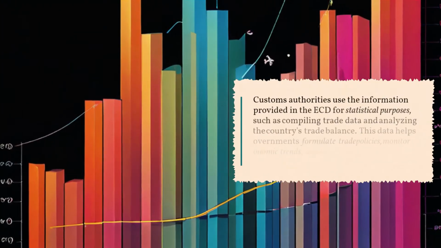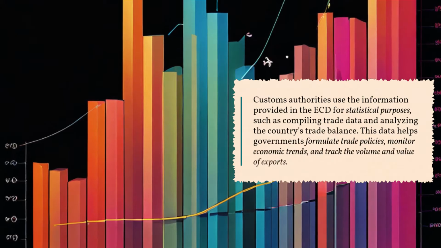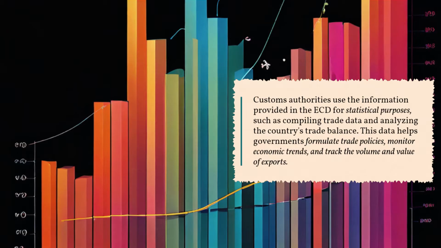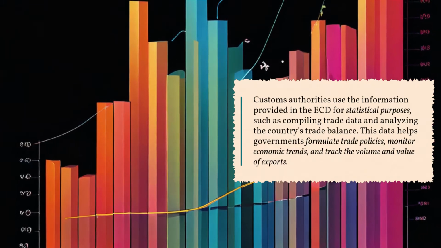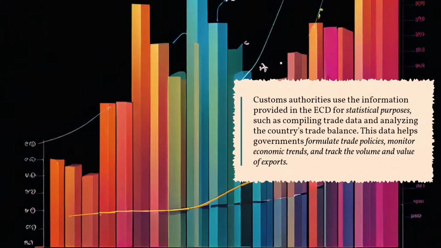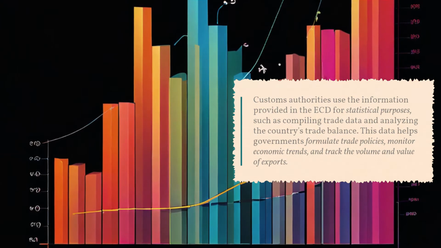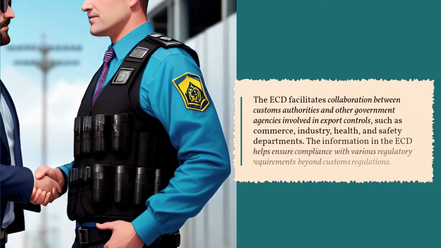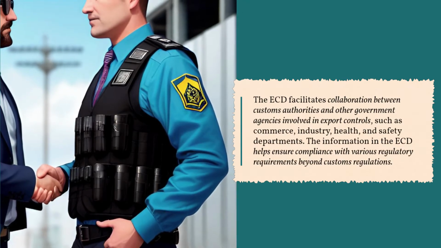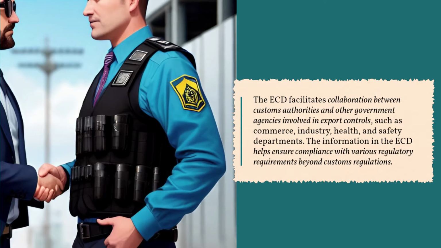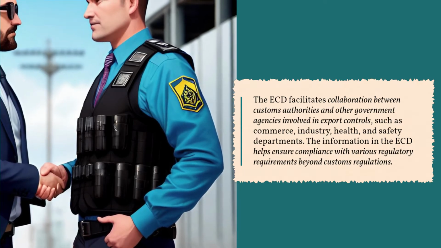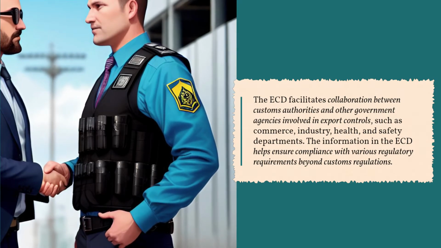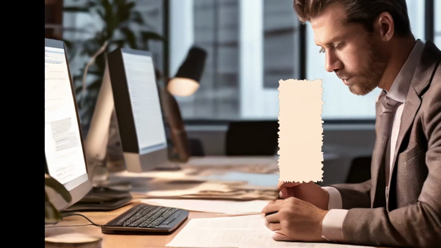Customs authorities use the information provided in the ECD for statistical purposes, such as compiling trade data and analyzing the country's trade balance. This data helps governments formulate trade policies, monitor economic trends, and track the volume and value of exports. The ECD facilitates collaboration between customs authorities and other government agencies involved in export controls, such as commerce, industry, health, and safety departments. The information in the ECD helps ensure compliance with various regulatory requirements beyond customs regulations.